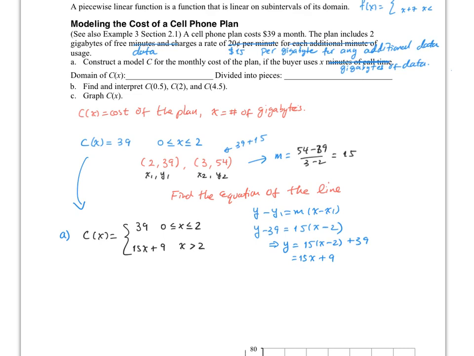Now, what is the domain of this function? Well, we have to be realistic. You can just say that x is greater than or equal to 0. Obviously, x is not going to be a million, because then you're going to pay a lot of money. And when we do the graph, it will be easier to see why the domain is just x is greater than or equal to 0.